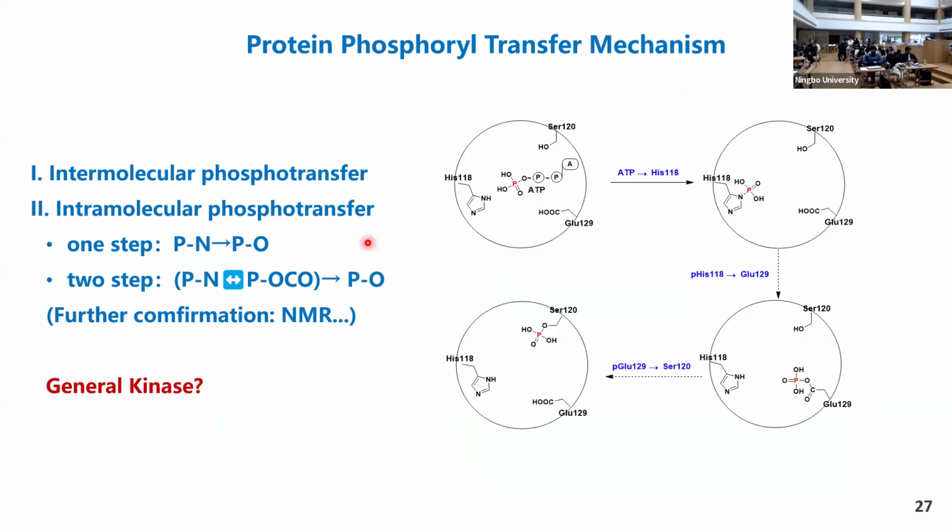So in a brief summary, I'm gonna say take-home messages. Till now, we have some conclusions. That is the novel protein phosphoryl transfer mechanism on proteins. There are two kinds of transfer process. One is intermolecular, another is intramolecular. And for the intramolecular, there might be one step or two steps. And the one step, two step, of course, need further confirmation.